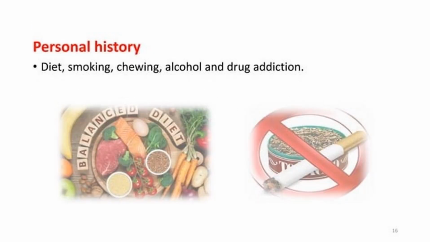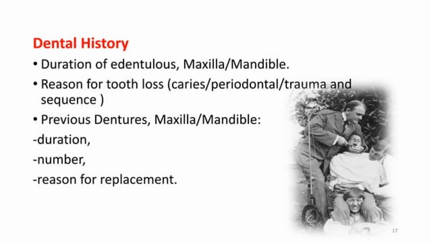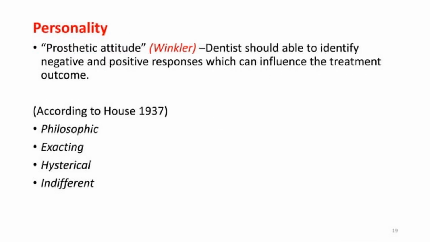Coming on to the personal history: diet, smoking, chewing, alcohol, and drug addiction. These play an important role in the maintenance, or in the hygienic phase, of the prosthesis placement. Dental history: the duration of edentulousness, maxilla and mandible, and the reason for the tooth loss, whether caries, periodontal problem, or trauma, and sequelae, should be obtained from the patient. Previous dentures, maxilla and mandible, how many years they have been wearing them, the number of teeth missing, and the reason for replacement should be obtained from the patient.